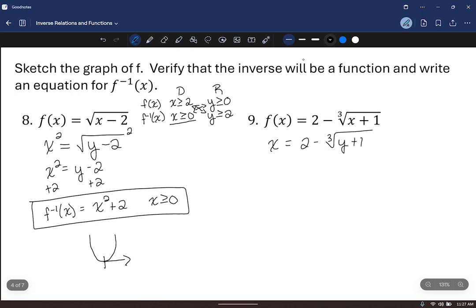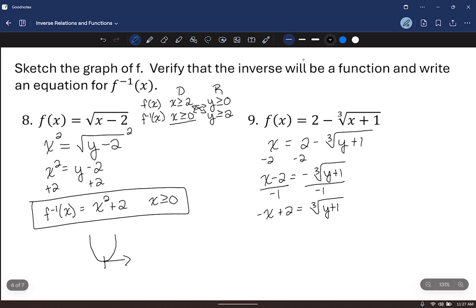And we're going to solve. So I'm going to start by subtracting 2. That leaves me with negative cube root of y plus 1. I can't get rid of the cube root until I get rid of this negative 1. So divide everything by negative 1. X divided by negative 1 is negative x, and negative 2 divided by negative 1 is positive 2. And then I have my cube root of y plus 1.